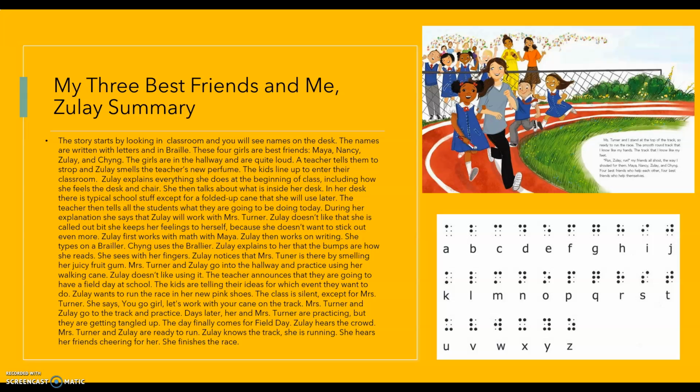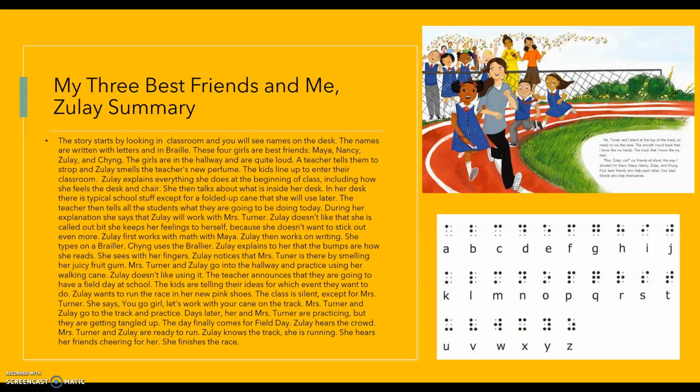The class is silent except for Mrs. Turner. She says, "You go, girl. Let's work with your cane on the track." Miss Turner and Zule go to the track and practice. Days later, her and Miss Turner are practicing, but they are getting tangled up. The day finally comes for field day. Zule hears the crowd. Miss Turner and Zule are ready to run. Zule knows the track she is running. She hears her friends cheering for her, and she finishes the race.